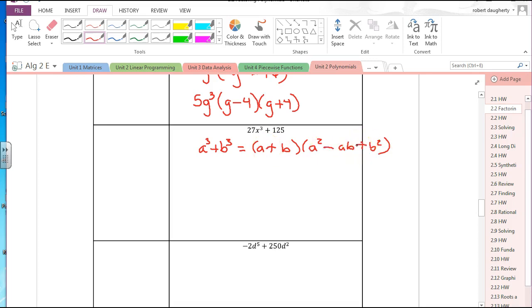So that's my formula. To factor a cubed plus b cubed, figure out what the cube root of this is, the cube root of that. So what is the cube root of 27x cubed?